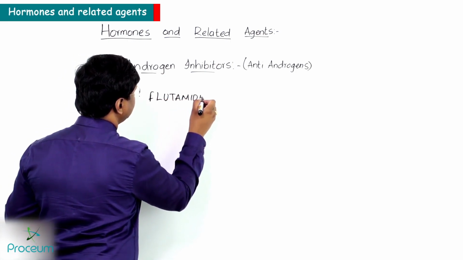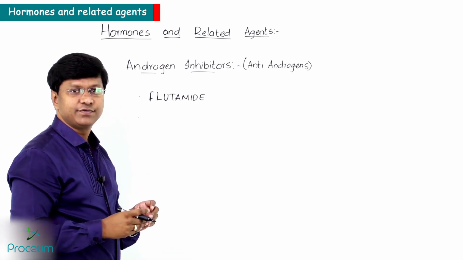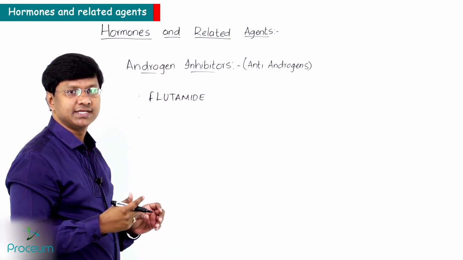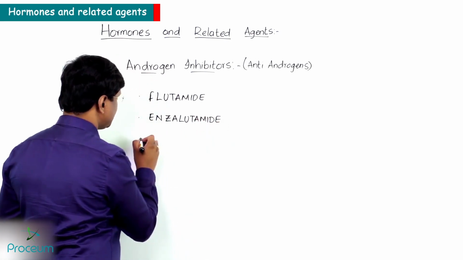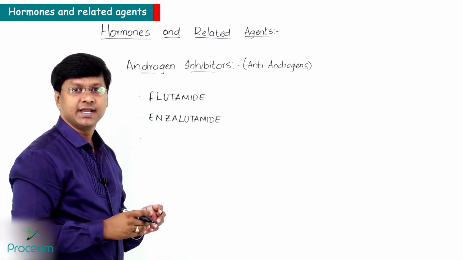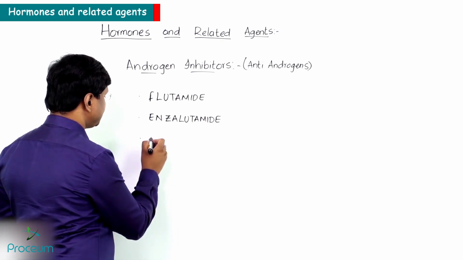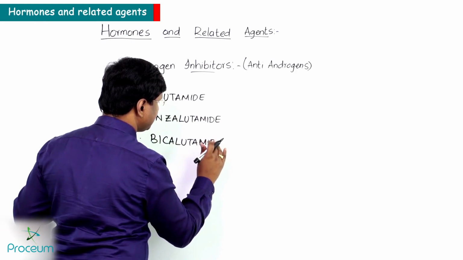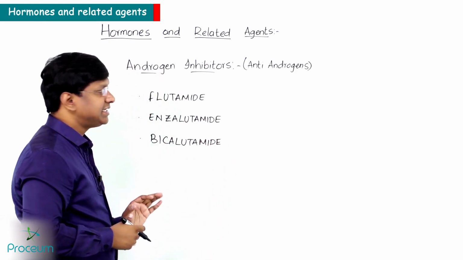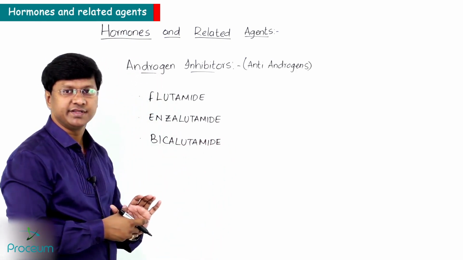flutamide. Next to flutamide we have another important drug, as well as another one. So these are the important androgen inhibitors.